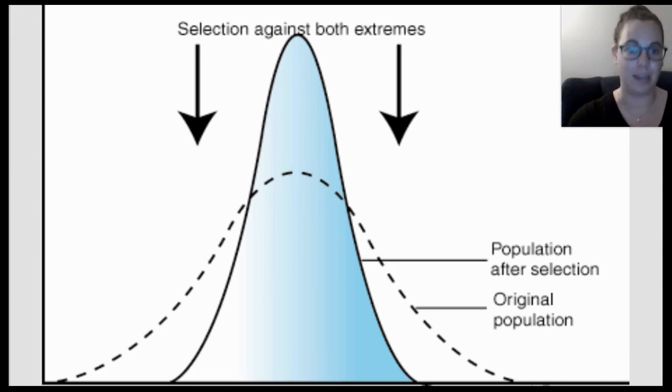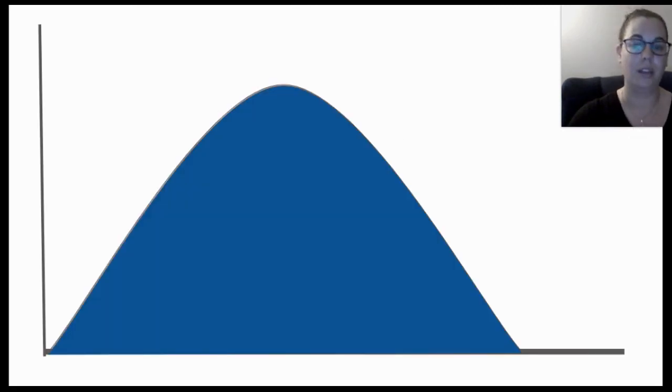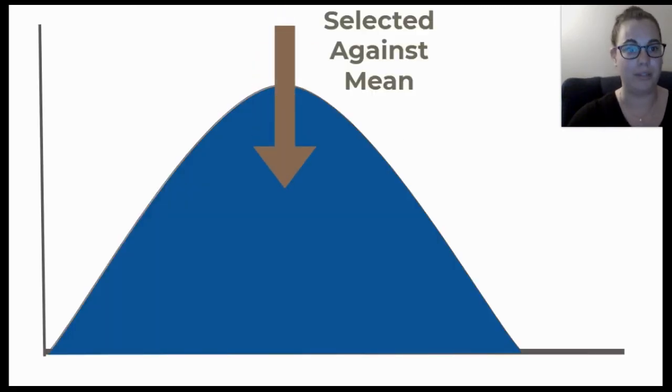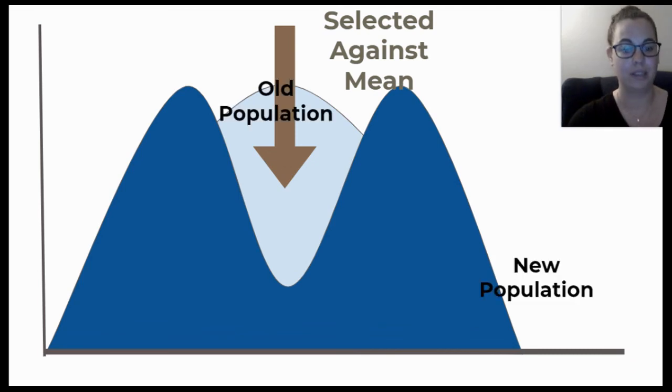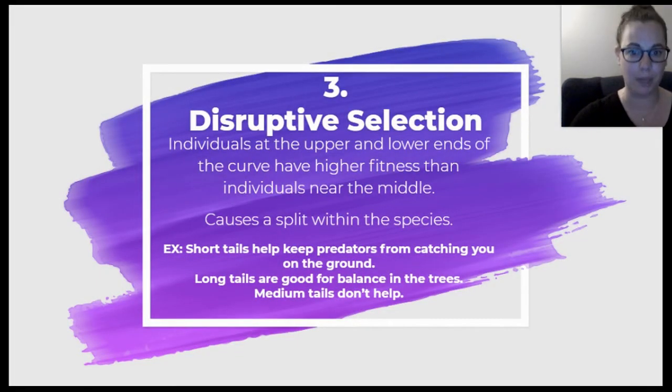The last type of selection is when you have your original population, but you select against that average, against the mean, so that it looks like this. This is called disruptive selection. Disruptive selection is that individuals at the upper and lower ends of the curve have higher fitness than the individuals in the middle. The sides are better fit than the ones in the middle. This causes a split within the species. This is how new species typically occur.